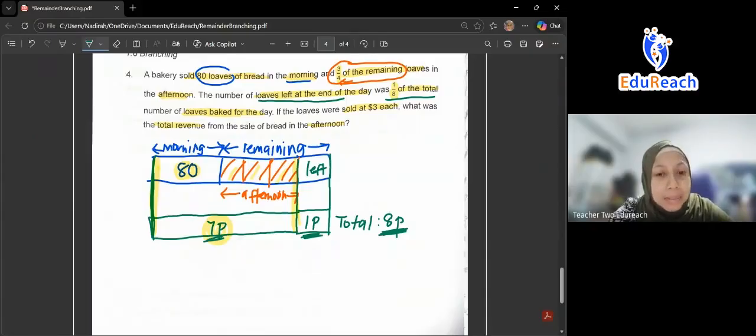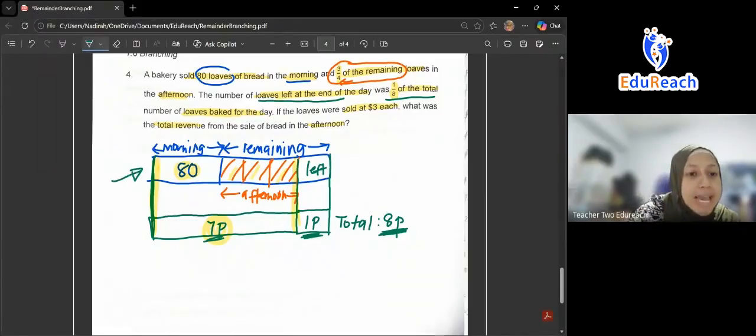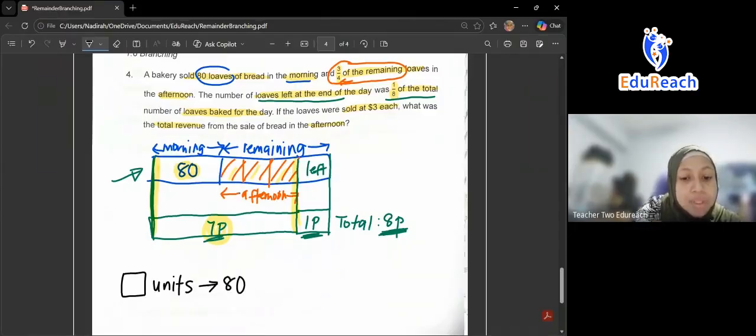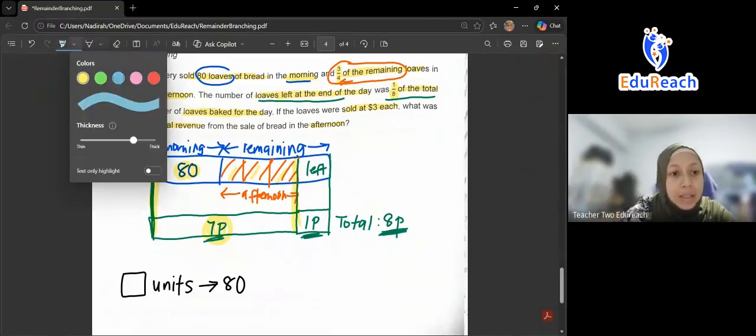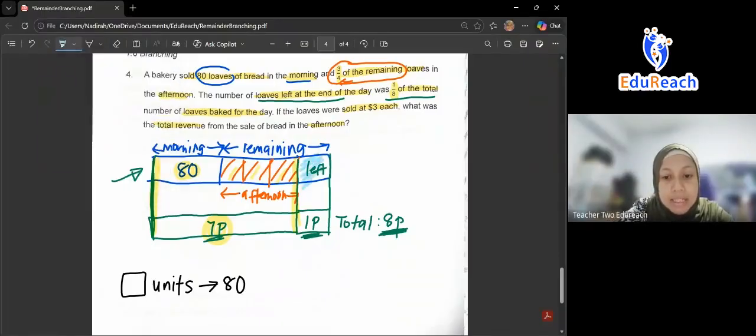The only number of loaves given in the question is 80, the one in the morning. So I need to ask myself, this 80 loaves is the same as how many units? So that I can solve using my unit method. How? If you look at the part where it is left, this section of the model, it is the same. One part below, 1 unit on top. Betul? 1 unit on top.